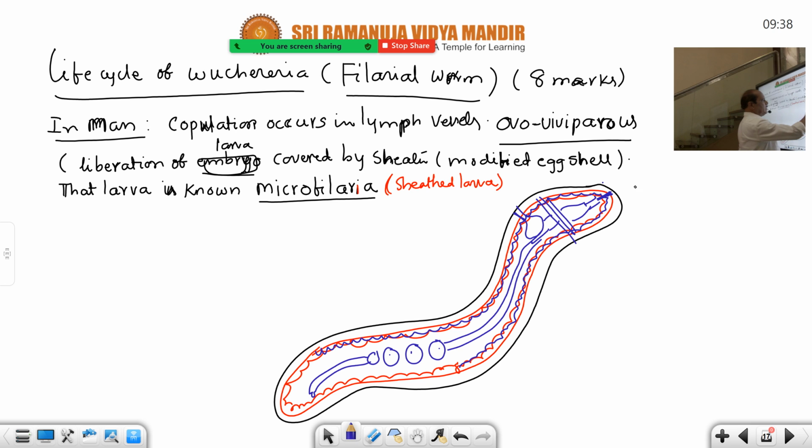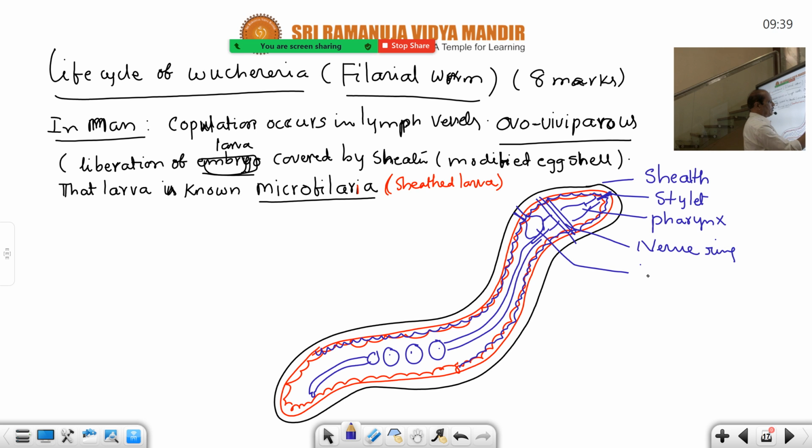So now let us take the labeling. The sheath of the larva is nothing but the eggshell. This is the stylet. The anterior end is for the penetration of lymph vessels and blood vessels, and this is the pharynx, muscular pharynx. Muscular pharynx is a characteristic feature of the alimentary canal of all nematodes. This is the nerve ring.